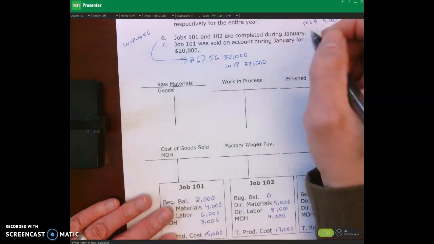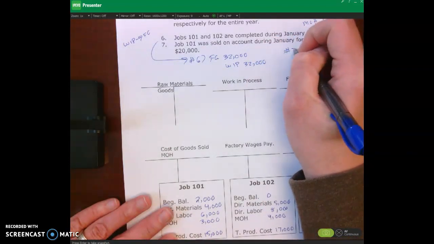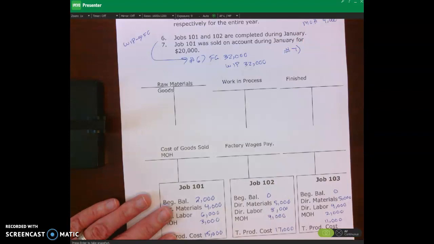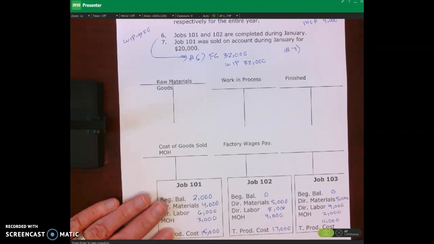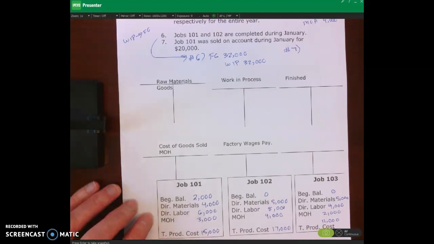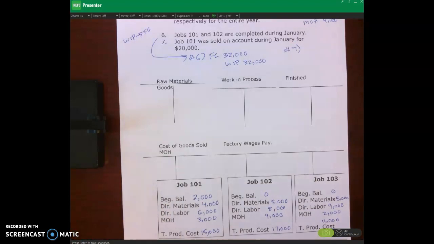Okay. Now we can look at number 7. Job 101 was sold on account during January for $20,000. I want you to pause the lecture video and I want you to try to do number 7. And remember that there's 2 journal entries to record the sale.